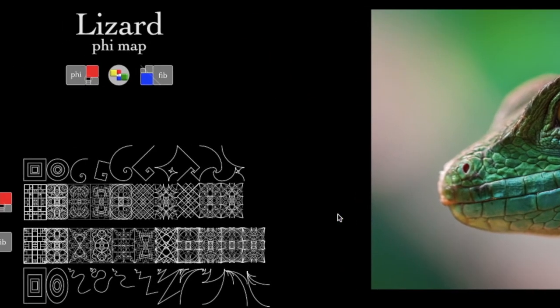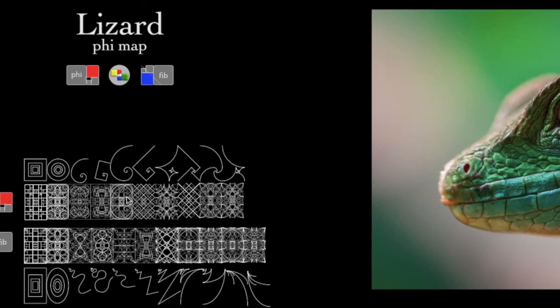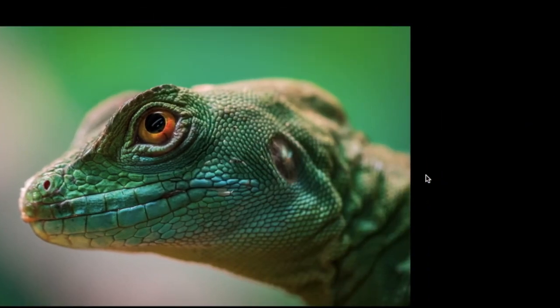So yeah, circles and some of the phi maps. Yeah, awesome. That was a neat one.